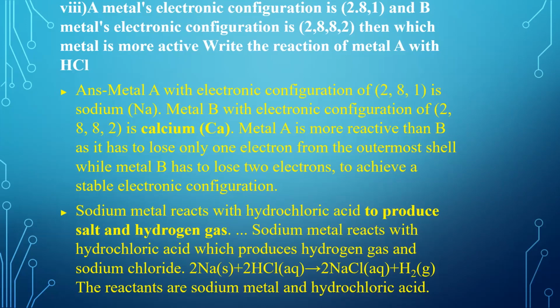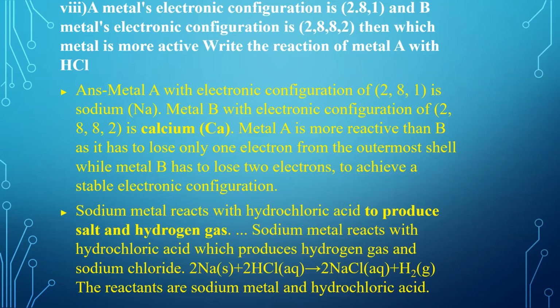So see, as sodium has only one electron in the outermost shell, while calcium has 2 electrons. So which will be more reactive? Sodium will be more reactive. Why? Because it has to share only one electron to get a stable electronic configuration, while calcium has 2 electrons for that purpose. Now see, sodium metal reacts with hydrochloric acid to produce salt and hydrogen gas.